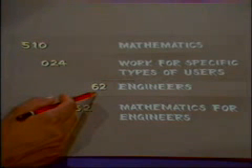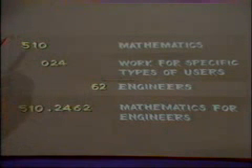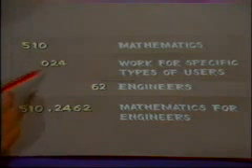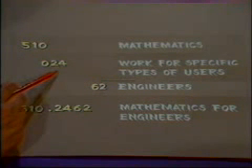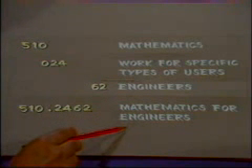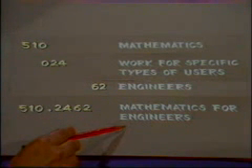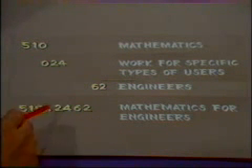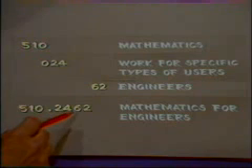So adding this number to the main class number 510 and the standard subdivision number 024, we get the complete class number for the document Mathematics for Engineers. The complete number is 510.2462. Let us sum up what we have discussed so far.